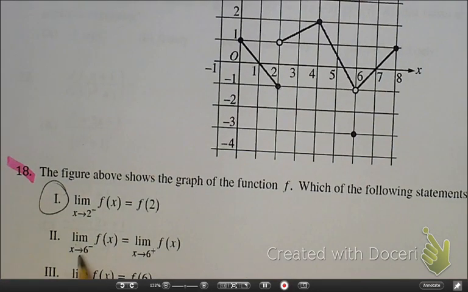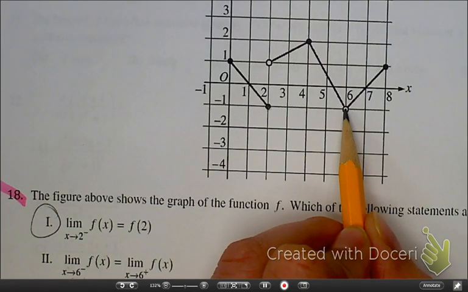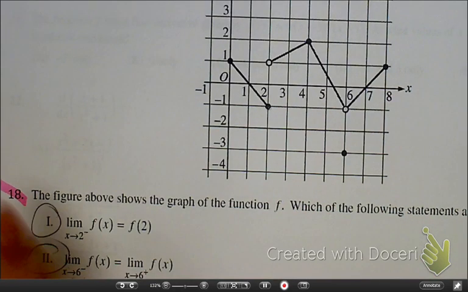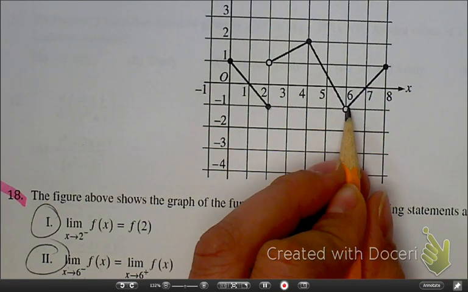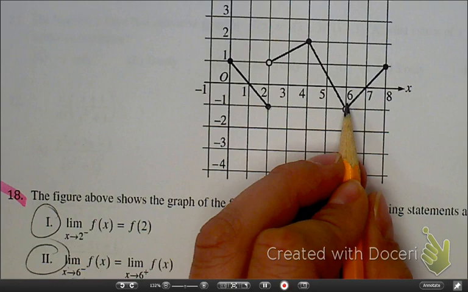For the second part, the limit as x approaches 6 from the left and from the right are equal to each other. All right, well here's 6. The limit from the left of 6 approaches negative 1. The limit from the right of 6 also approaches negative 1. So yes, those are in fact equal to each other. The function doesn't equal negative 1. The function equals negative 3, but the limits from the left and right are equal.